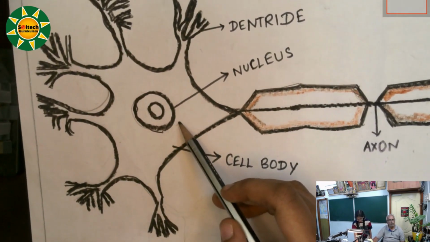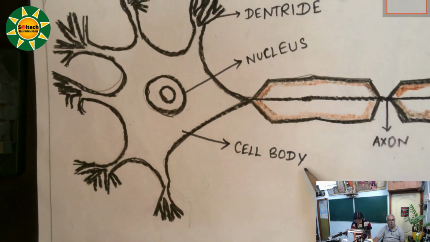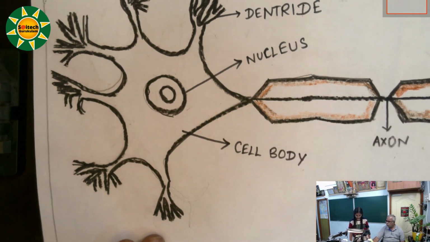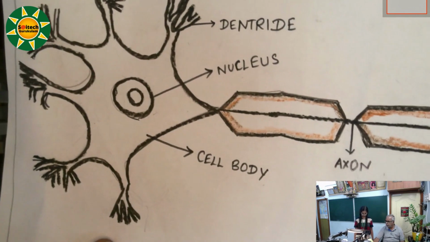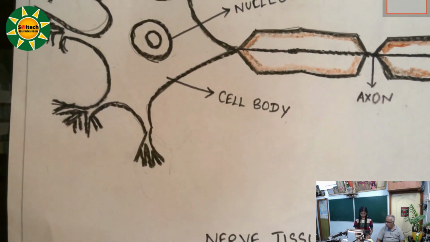This round shape is called the nucleus. This outer body is called the cell body, which contains the nucleus as well as cytoplasm. It is something like a head and tail arrangement. Assuming that this is the head and this one is the tail. So this is the nerve tissue, that is the neuron unit.